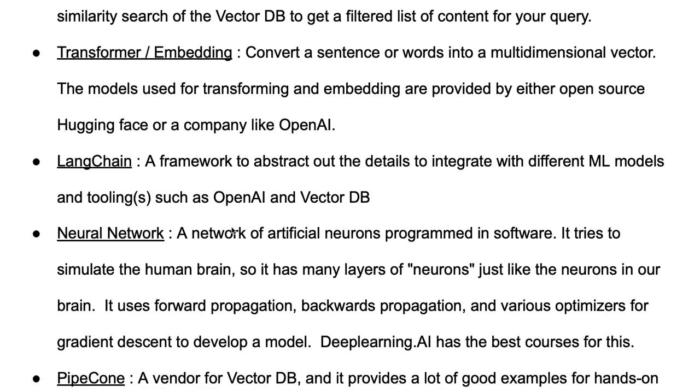LangChain. LangChain is a framework that helps you to build your AI application, AI ML application. It abstracts out a lot of underlying detail, so you can use LangChain to integrate with different ML models, like the one we talked about previously, the Hugging Face transformer embedding models. And there are various tooling that is also abstracted out, such as the vector database, where you put your embedding vectors into the vector database.